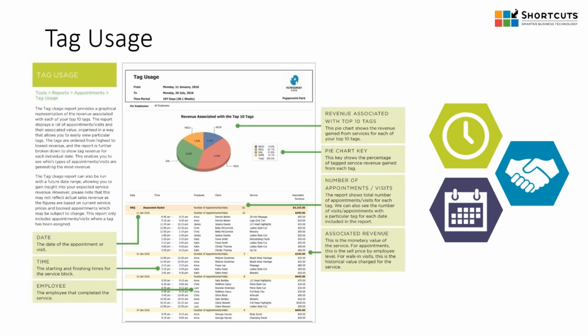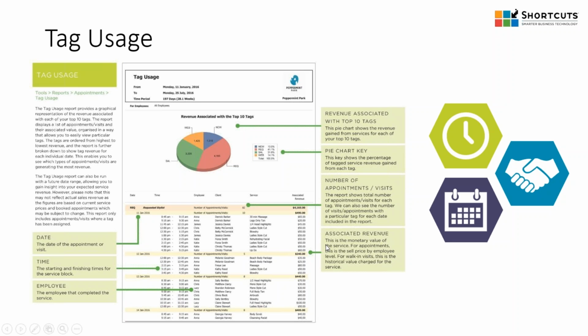The next one we're going to look at: how do we know if most of our clients are requesting specific employees? We've pulled the tag usage report for you here. The tag usage report is based upon the tags that you have set up in your appointment book. Remember that you control these, and you can edit, add, and delete from the list that you have. This report will show us the top 10 tags.